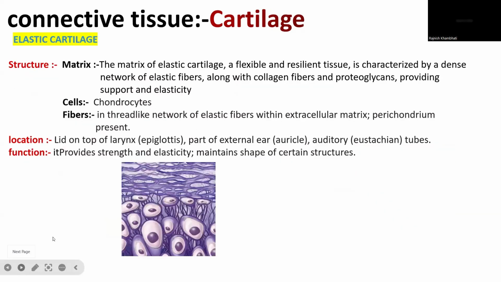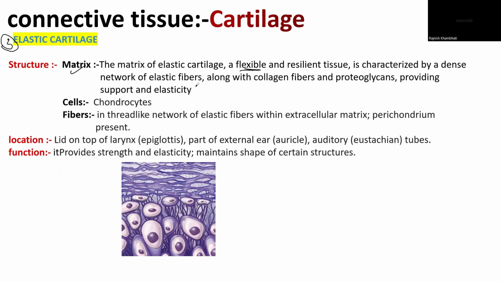Now let's jump to the next slide. The third type of cartilage is called elastic cartilage. Now, the matrix of the elastic cartilage is flexible, resilient tissue. Okay, it is flexible. It is characterized by a dense network of elastic fiber. And what do you find over there? We can see a dense network of fiber.